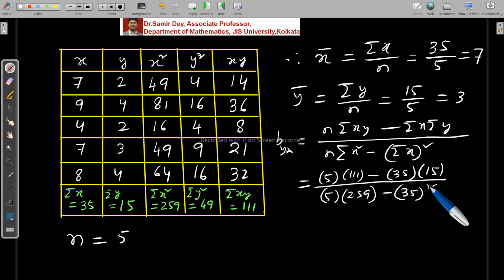Is it clear? Now I am using calculator. If I simplify, it is coming 0.4. You can check it. Just multiply 5 into 111 and 35 into 15 and 5 into 259 minus 35 whole square. I am using calculator. It is coming 0.4. Is it clear? So now you know x bar, you know y bar, you know byx, and one is left.